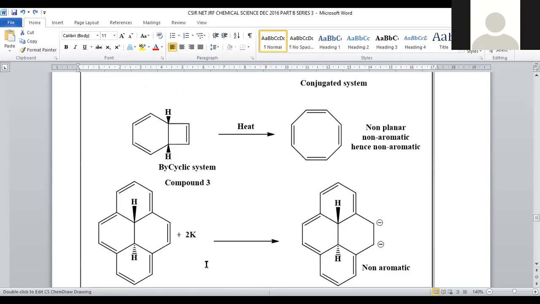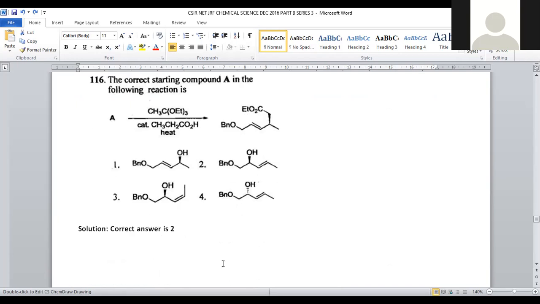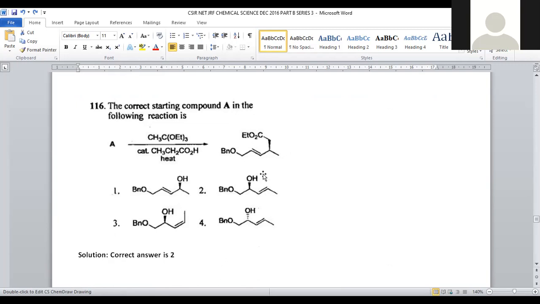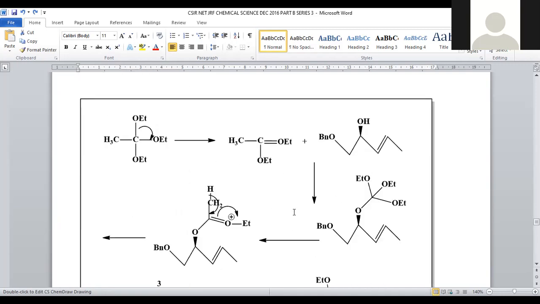Let us move on to question number 116. The correct starting material A in the following reaction is, here reagents and final product is given. What will be the starting material we have to predict? For that purpose, we have to go retrosynthesis actually. Means the product to starting material retrosynthesis applied. Let us take options. From the options also we can go and we will get what will be the product, right? So let us see the mechanism of the reaction.